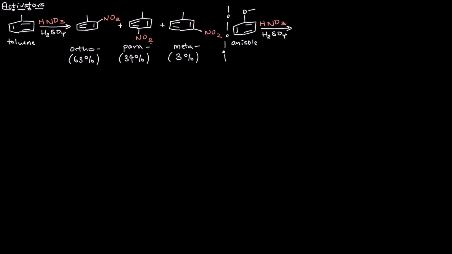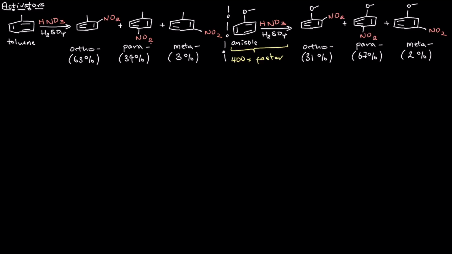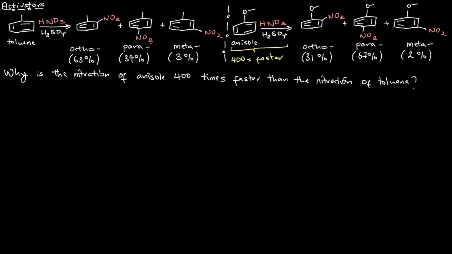Now, let's compare this same nitration reaction with the reaction with anisole. Remarkably, this nitration reaction is 400 times faster than the nitration reaction in toluene. And just like your toluene reaction, you get more of your ortho-para products than your meta products. So we're going to start with the rate question first, and then we'll get to the selectivity question.